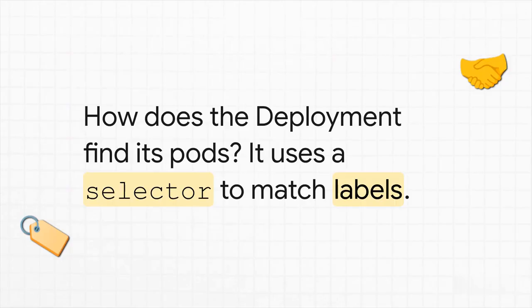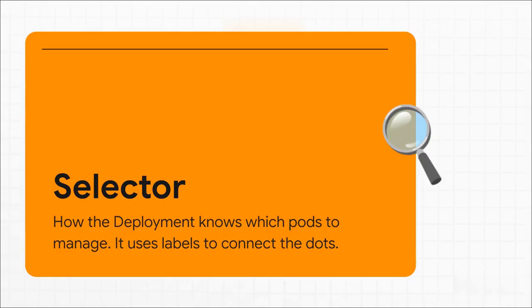All right, so the deployment knows it needs to manage, say, 3 pods. But how does it know which 3 pods are its responsibility? I mean, you could have tons of different apps running in the same cluster. That's where the selector comes into play. The selector is basically a matching game. You put a label on your pods, kind of like a digital name tag that says app, my cool app.